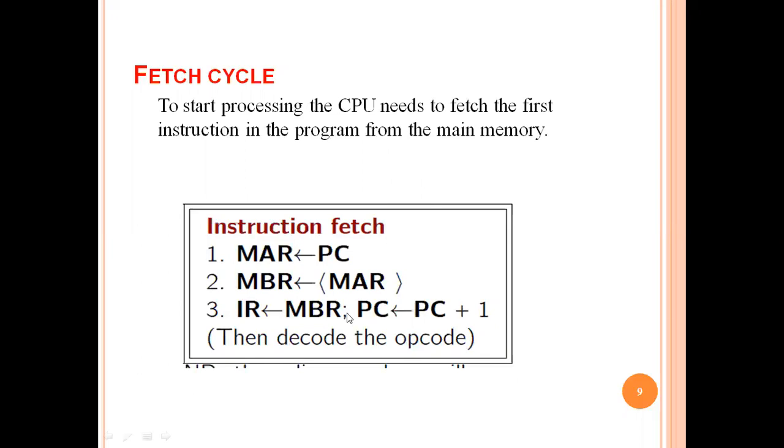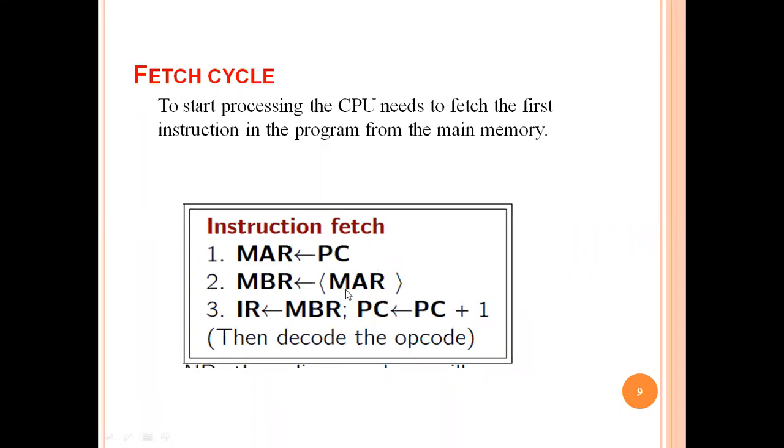So the first micro operation is program counter. Why? Program counter contains the address of the next instruction to be executed. So that address from the program counter register will transfer to the memory address register. This is one type of special purpose register. Clear? In the second micro operation, what happens?